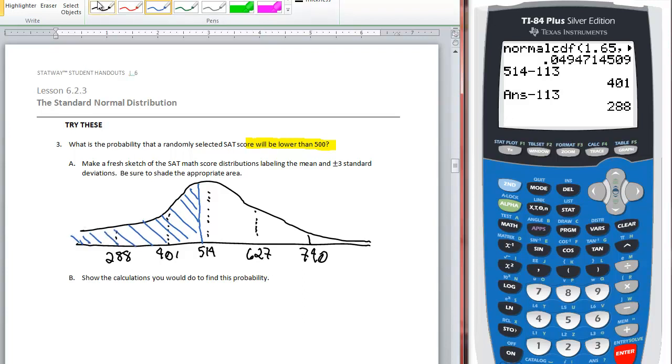Now, remember, this tail is getting closer and closer to the x-axis as I get further and further away. So that shaded area is pretty much going to 0. I can't even get any blue marker in there.